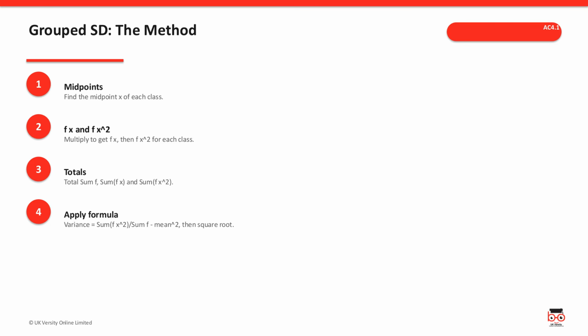4 steps once more. Find the midpoint x of each class. Multiply to get fx, then multiply again for fx squared, class by class. Total up the sum of f, the sum of fx, and the sum of fx squared. Then apply the formula, variance equals sum of fx squared over sum of f minus the mean squared, and square root it.